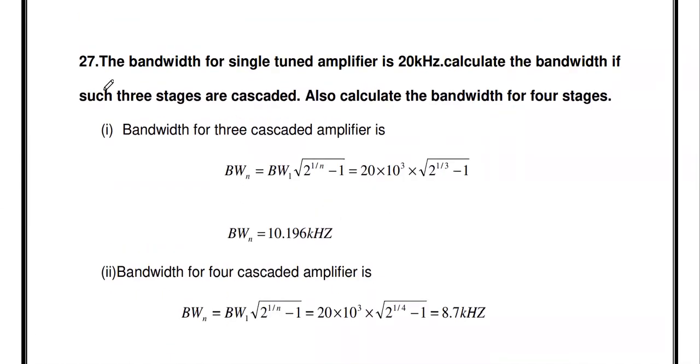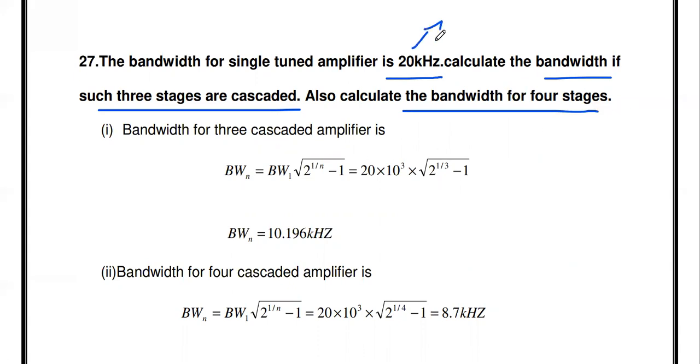Okay. And similar to that, the bandwidth of a single tuned amplifier is 20 kilohertz. Calculate the bandwidth if three such stages are cascaded. Also calculate the bandwidth for 4 stages. So first, the single stage bandwidth is given as 20 kilohertz.